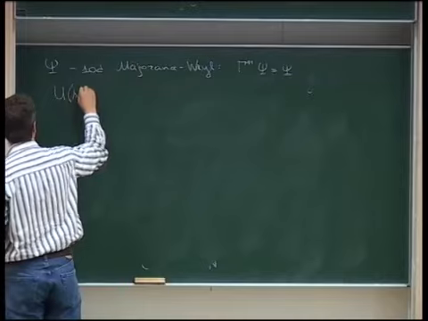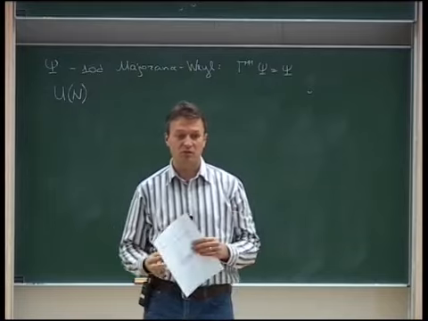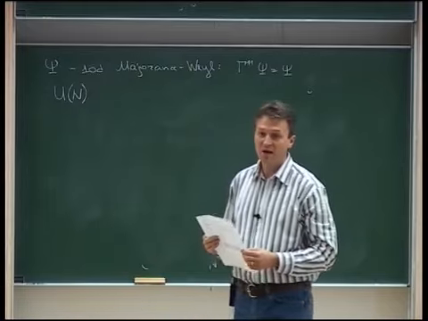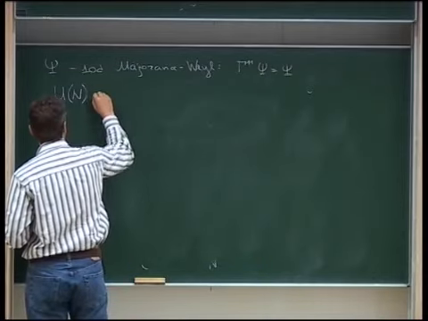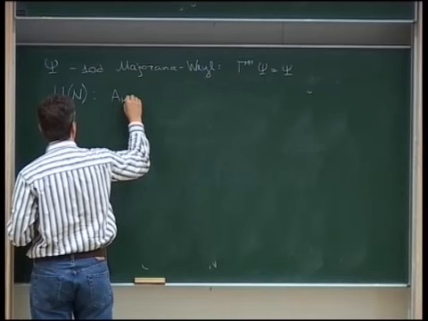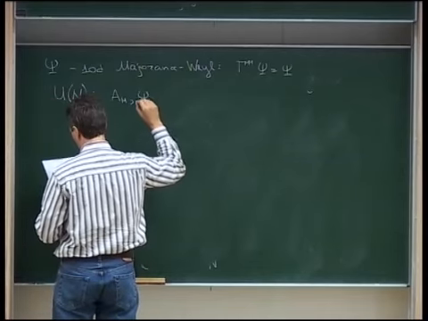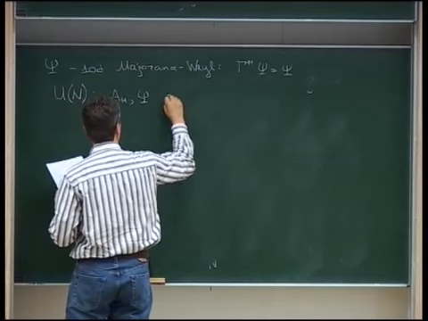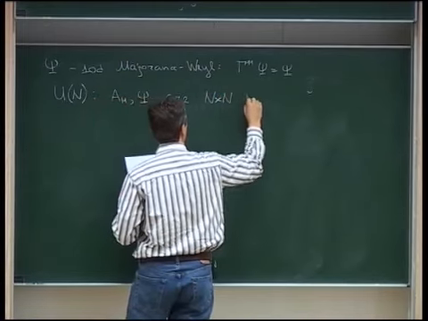We'll take the gauge group to be U(N) or SU(N). At the end, we'll take the large N limit, so it will not matter if it's U(N) or SU(N). Which means that both A mu and psi are N cross N Hermitian matrices.